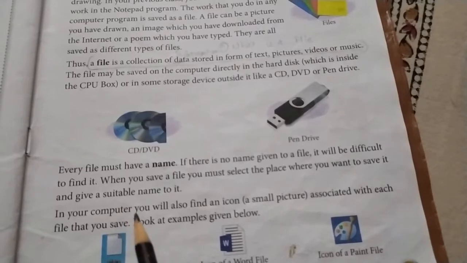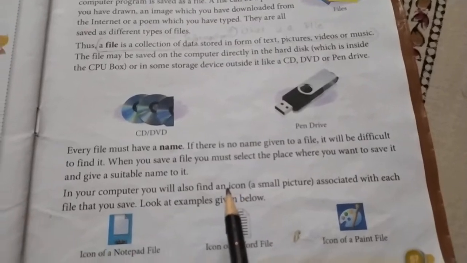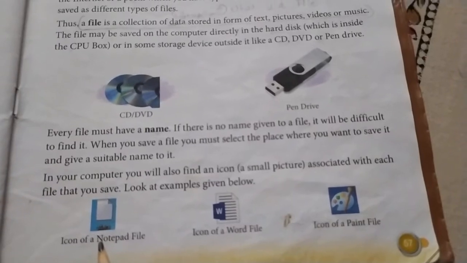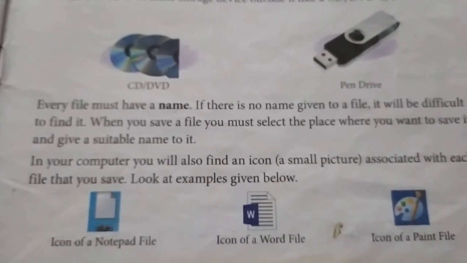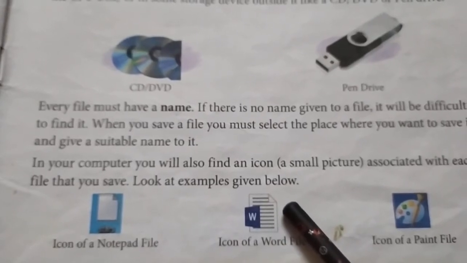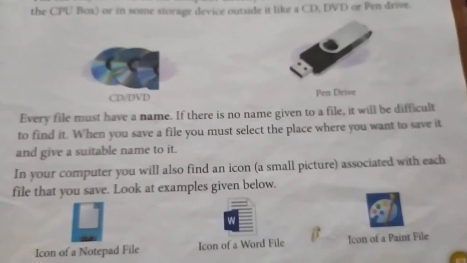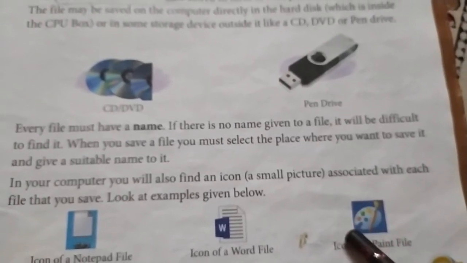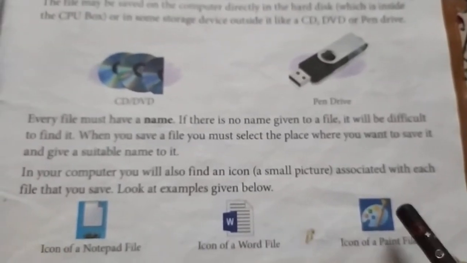Now in our computer, we will also find icons or small pictures associated with each file that we save. Whenever we are working with Notepad and we want to save the file, the Notepad file looks like this. When we are working with word processing software or MS Word, the icon looks like this. And when we are working with the Paint program, the file icon looks like this. So these are the three types of file: Notepad file, Word file, and Paint file.